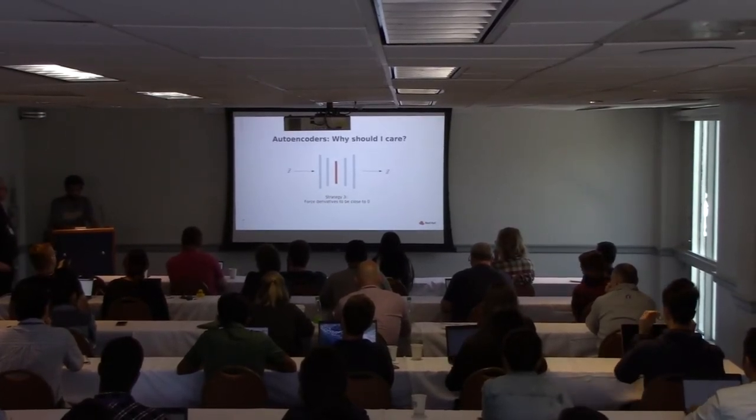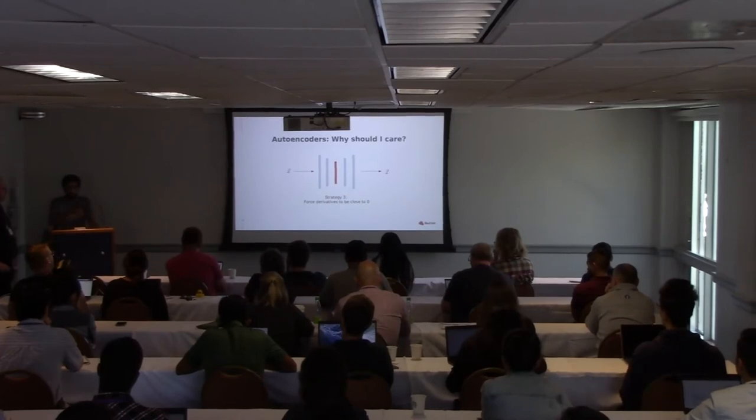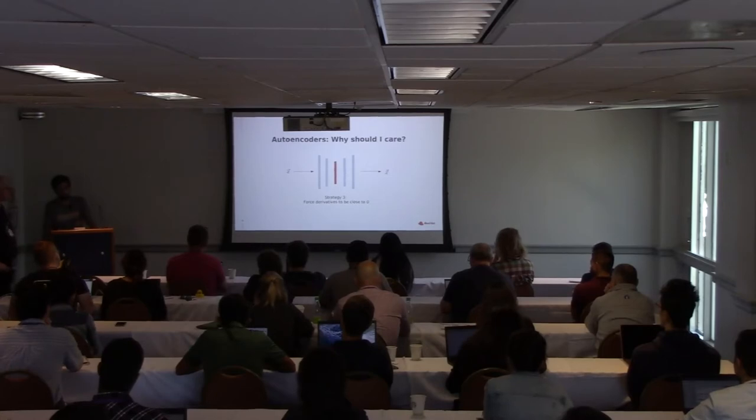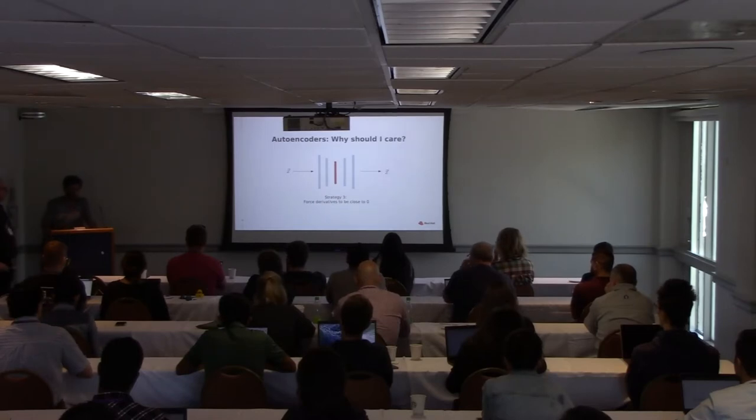There are many other ones. There's one where you put noise in your input and you try to recreate the input without the noise. That's called a denoising autoencoder. So there's a whole slew of techniques there. You can try and set derivatives to zero. You can do all kinds of things.